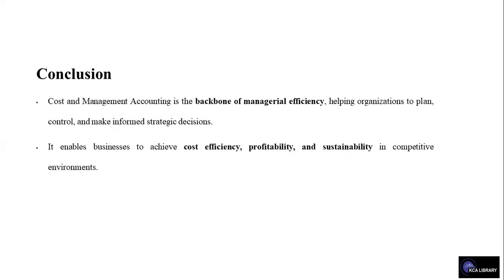In conclusion, cost and management accounting is the backbone of managerial efficiency, helping organizations to plan, control, and make informed strategic decisions. And it enables businesses to adhere to cost efficiency, profitability, and sustainability in a competitive environment.